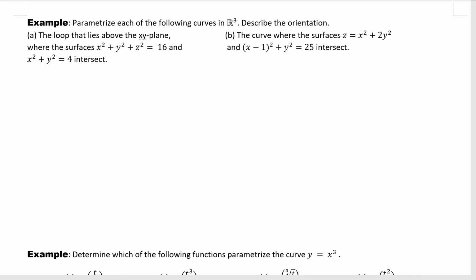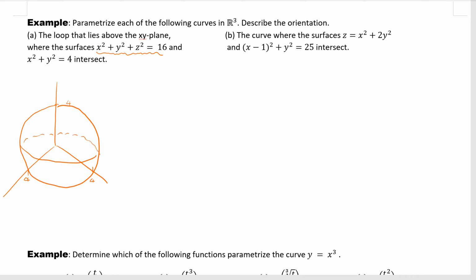Okay, so how does that look? Let's draw some picture here. So we have in space x squared plus y squared plus z squared equals 16. This is a sphere centered at the origin with radius square root of 16, which is 4. So we have a sphere centered at the origin. Okay, and how about x squared plus y squared equals 4?